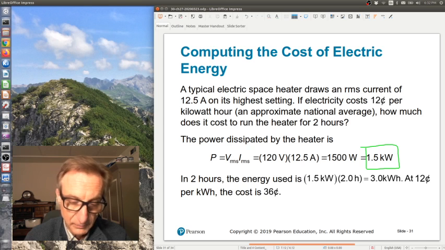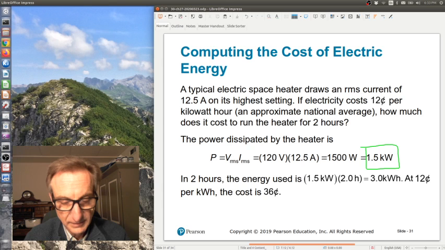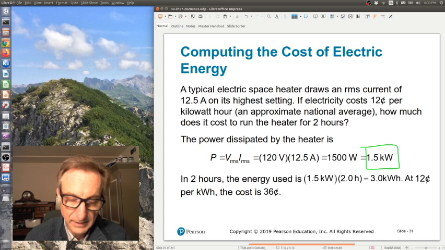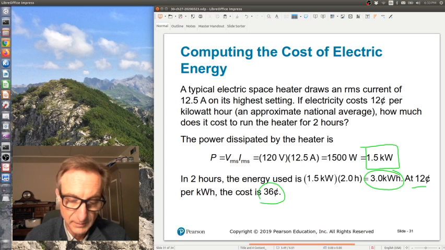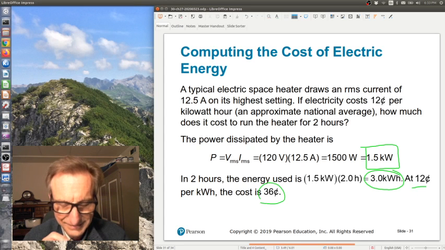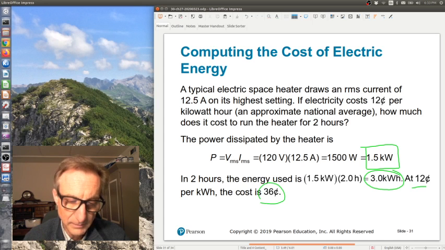In 2 hours, we can multiply this by 2 hours. 1.5 kilowatts times 2 hours, which is 1.5 kilowatts times 7,200 seconds. We don't need seconds in this case because a kilowatt hour is already the convenient unit. So we multiply 1.5 kilowatts times 2 hours and we get 3.0 kilowatt hours. At 12 cents per kilowatt hour, that means that we have consumed about 36 cents of electrical energy. Okay, so running a space heater in a room for about 2 hours costs approximately 36 cents.